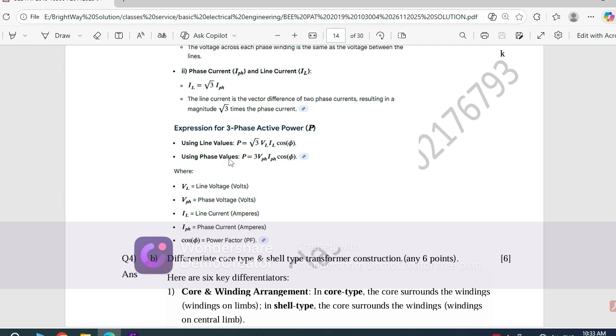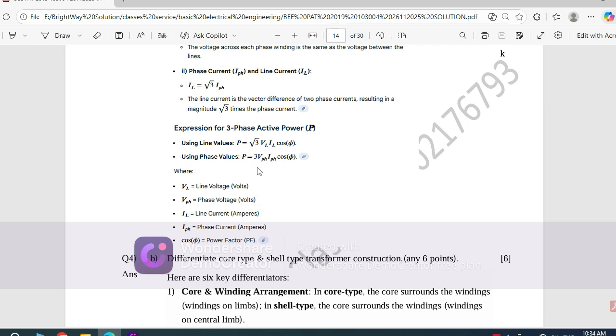Okay, you just have to solve the question paper, you get a proper idea about the subject and you will pass. Now the expression for three phase active power, this is simple, this is common, there is no difference between star and delta. P is equal to root 3 VL into IL cos phi. And the phase value power is 3 into, just here we have to remove the root term.